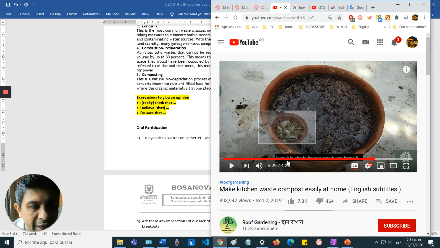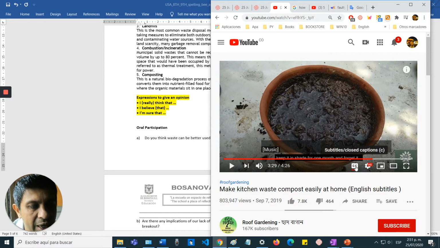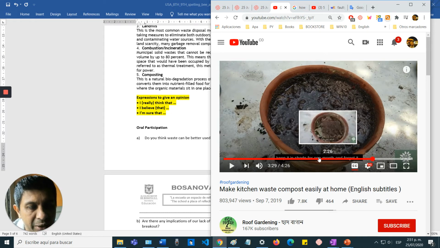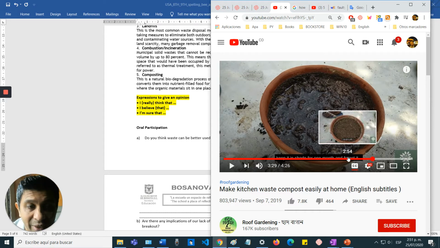Okay, look at this part. You can find here that we have the closed caption alternative. So I want you to turn it on, activate it. Ustedes la van a activar. Van a estar viendo el subtítulo, but in English, of some words.